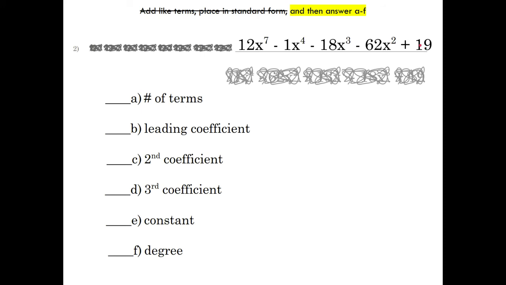Number of terms: there are 12x to the 7th, negative 1x to the fourth, negative 18x cubed, negative 62x squared, and a positive 19. There are 5 terms altogether.